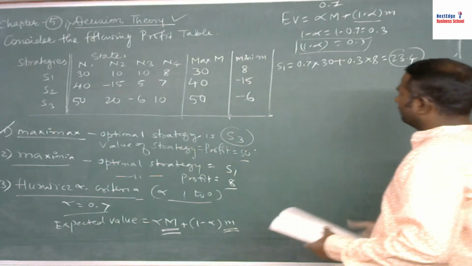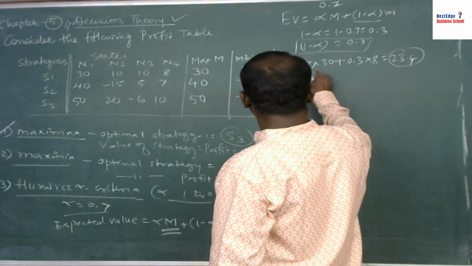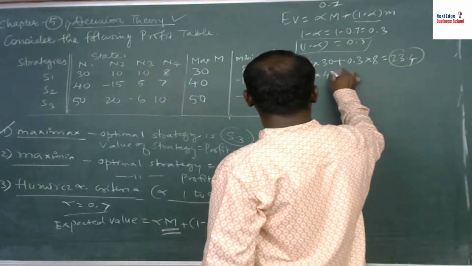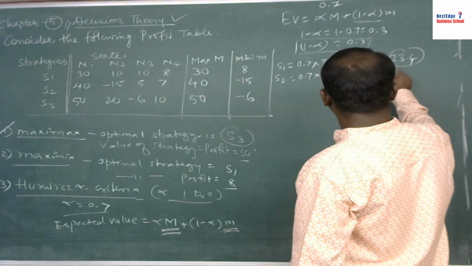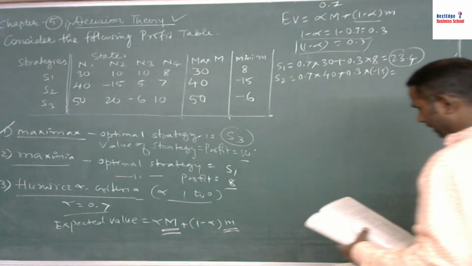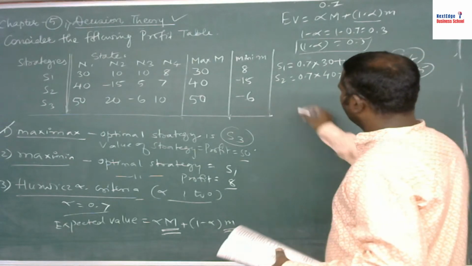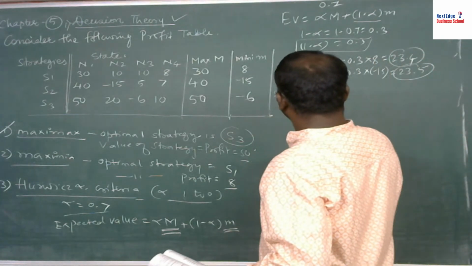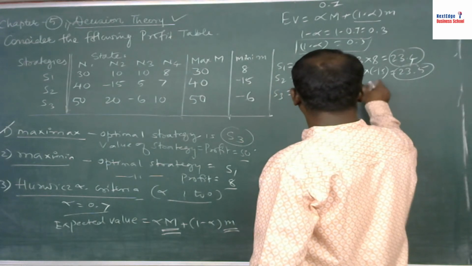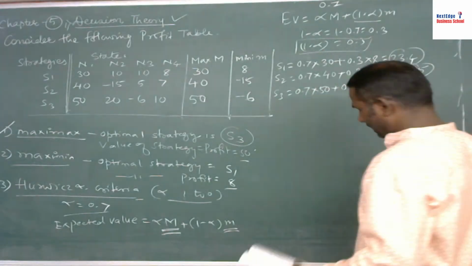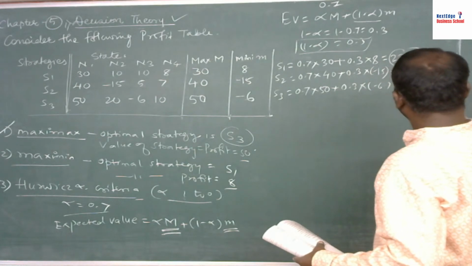Same you do for the others. So what will come for S2? Look, 0.7 into 40 plus 0.3 into minus 15. The answer is nearby 23.5 for S2. And for S3, 0.7 into 50 plus 0.3 into minus 6. That is almost 33.2. Right?